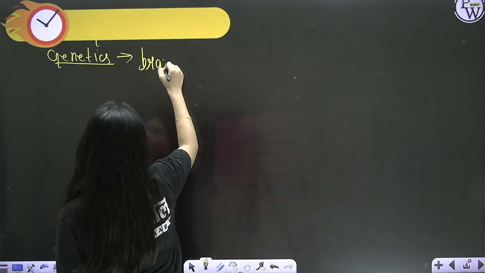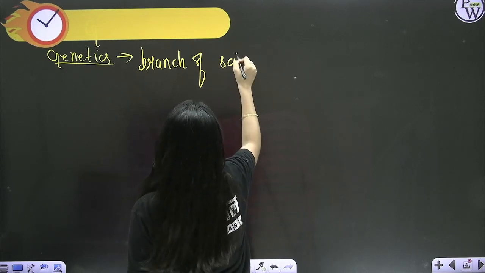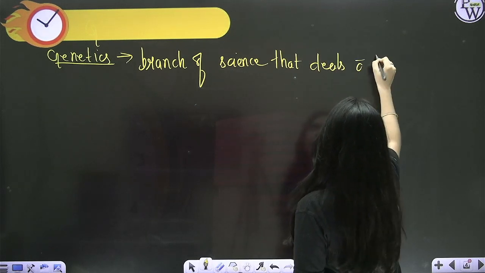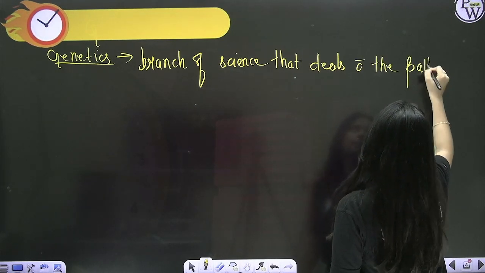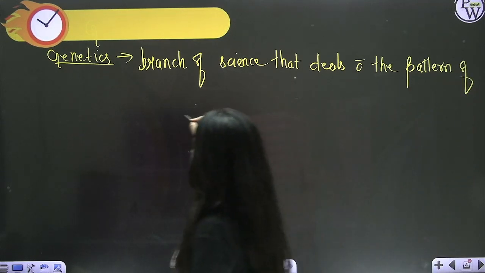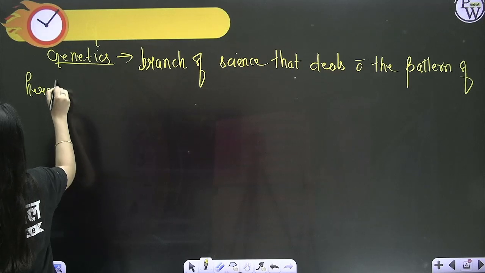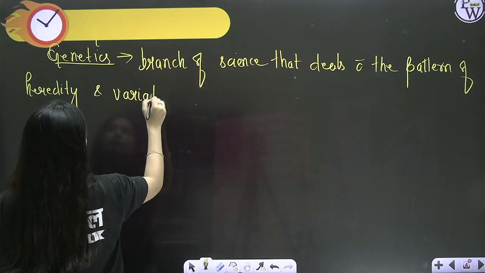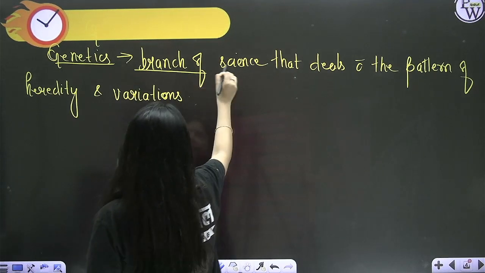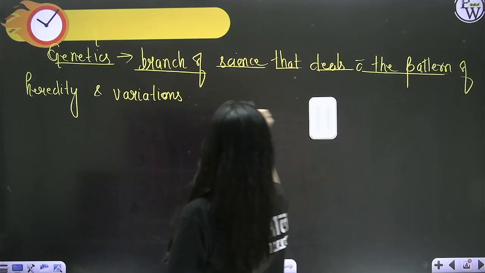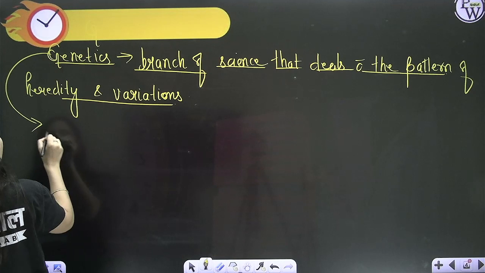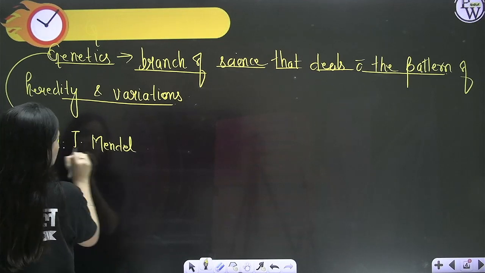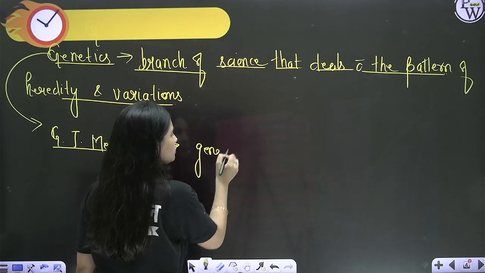Let's write. It is the branch of science that deals with the pattern of heredity and variations. Right? Clear? Father of genetics is Gregor Johann Mendel. He was the first one to explain the pattern of inheritance of genes.